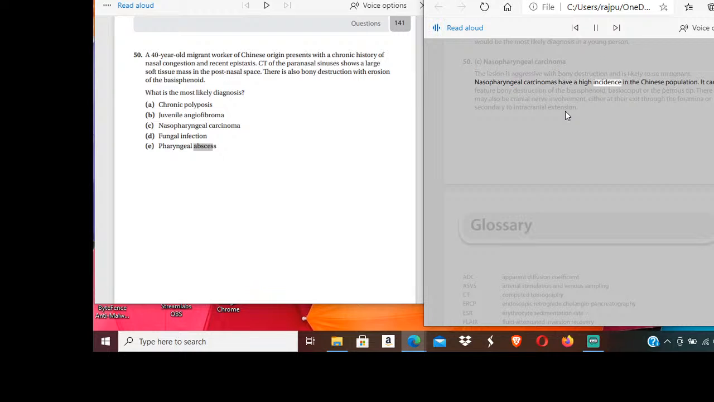Nasopharyngeal carcinomas have a high incidence in the Chinese population. It can feature bony destruction of the basisphenoid, basiocciput or the petrous tip. There may also be cranial nerve involvement, either at their exit through the foramina or secondary to intracranial extension.